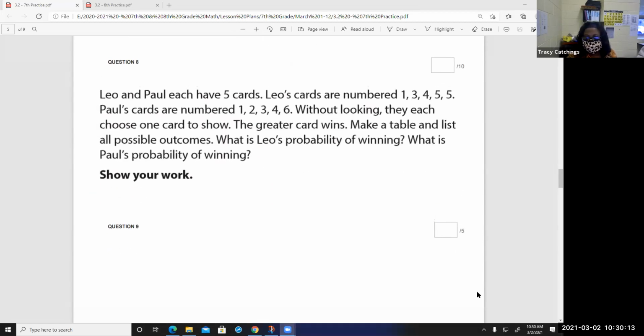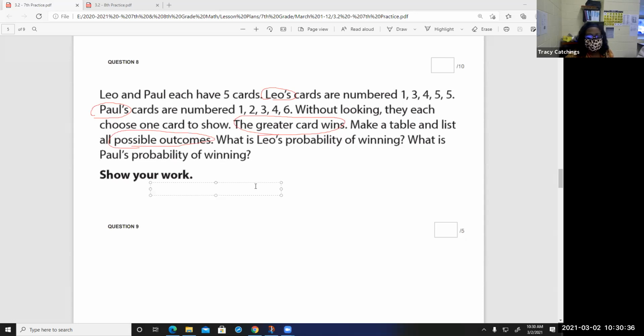All right, number 8. Leo and Paul each have 5 cards. Leo's cards are numbered 1, 3, 4, 5, 5. Paul's cards are numbered 1, 2, 3, 4, 6. Without looking, they choose one card to show, and the greater card wins. Make a table and list all possible outcomes.